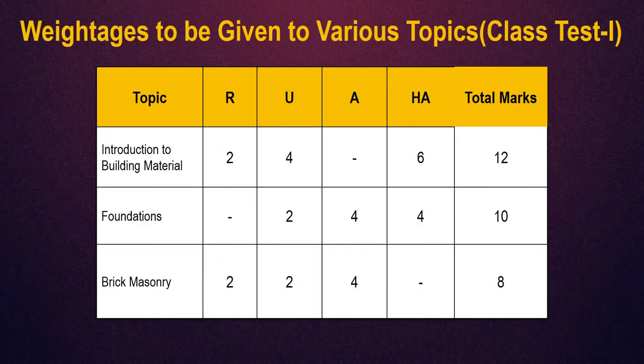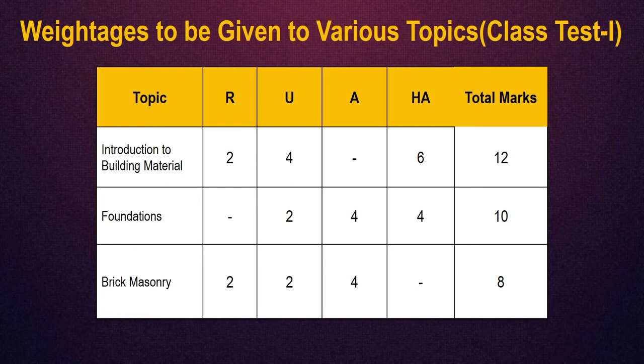And here you can see at remembering level, at understanding level, at applying level, and higher than applying level. So, on the basis of the learning outcomes, the mark allocation is done to the various levels of learning outcomes which are to be assessed. In other words, the paper setter ensures that different ability levels are assessed through the question paper.